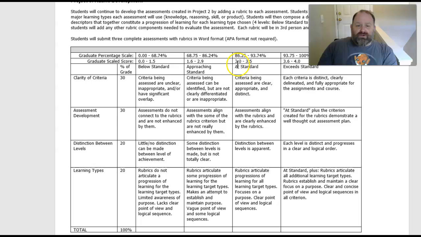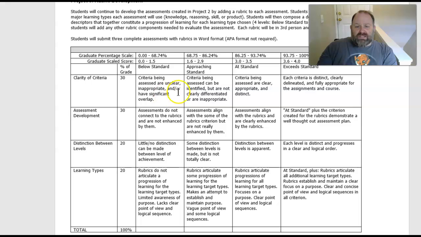At CityU, we all know that passing is an 86.25. So at standard begins where a student would be doing well, actually not just passing, but doing well. So they'd be at standard at an 86.25 or a 3.0 according to CityU's grading scale. But then approaching standard would be below that, and a student at a graduate level can pass with a 2.0. So somewhere in this approaching standard, you would technically not be passing anymore. And then below standard, obviously, is they're not doing a good job. On a standard scale, this would be A, B, C, D, or F.